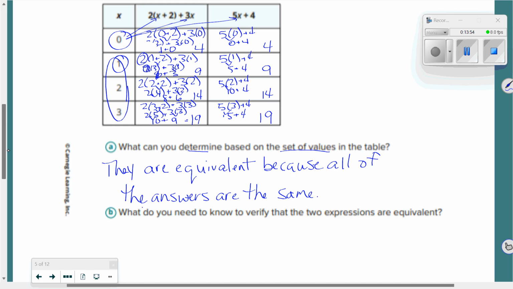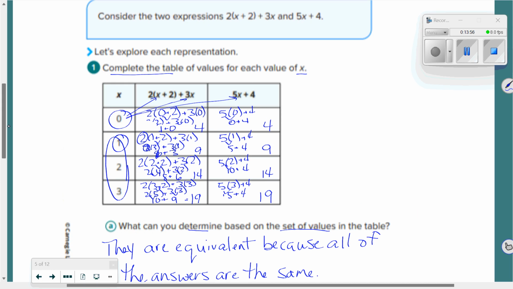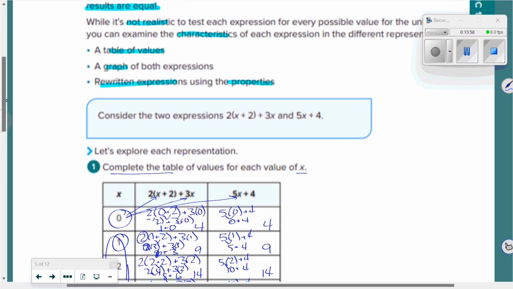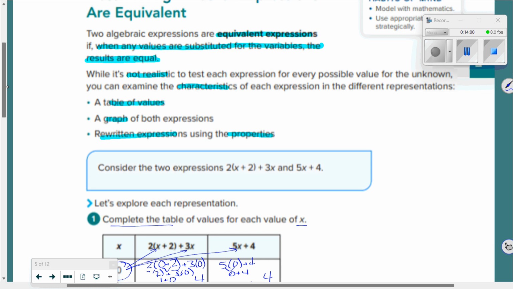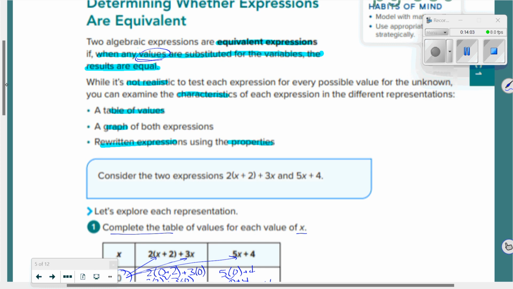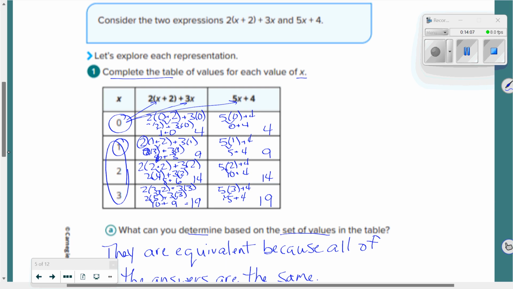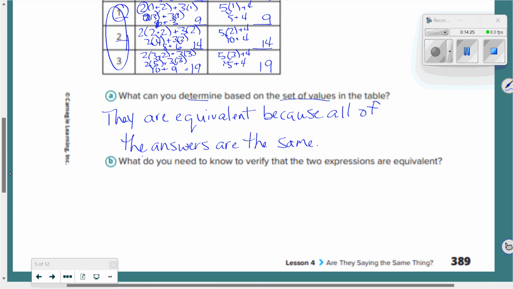Okay? So going back to the definition we just gave you. For any value, the results are equal. So anytime I put in a value, when I put in a 0, I got the same value. When I put in a 1, I got the same value. Put in a 2, I got the same value. Does that make sense? That is your definition of equivalence. If I put the same number into the expression and get the same answer, they are equal.